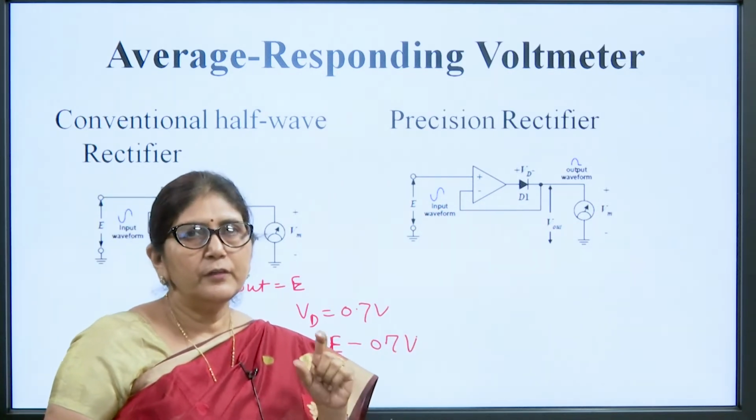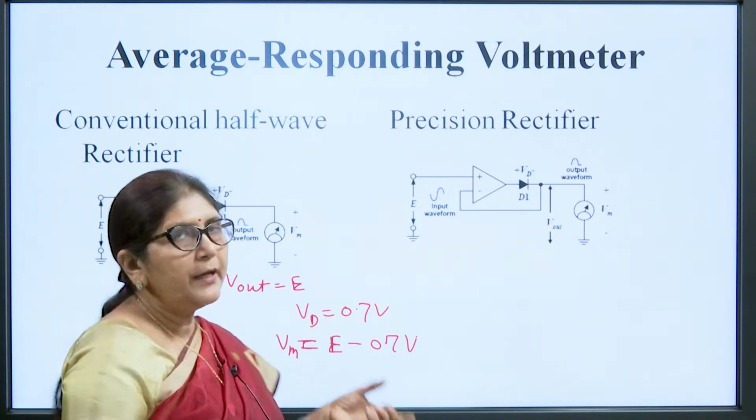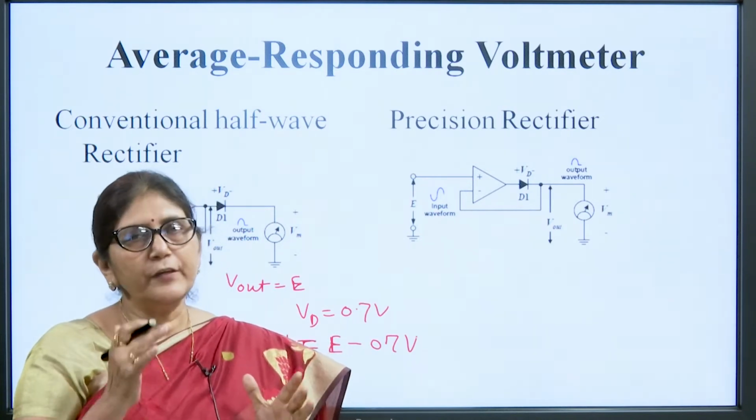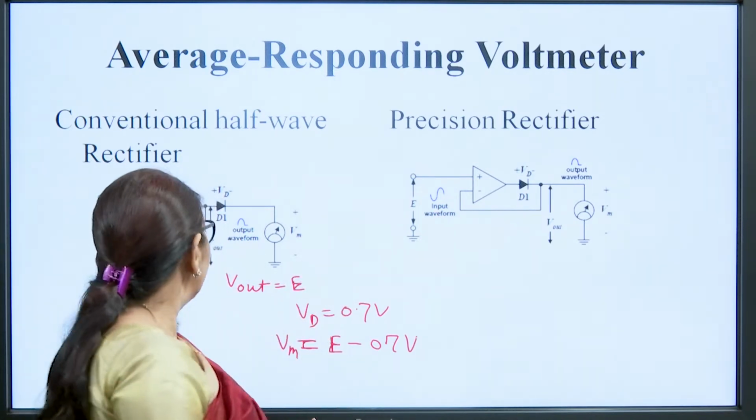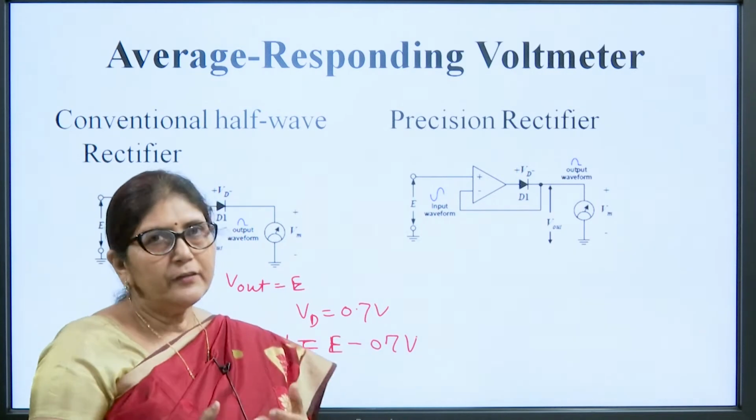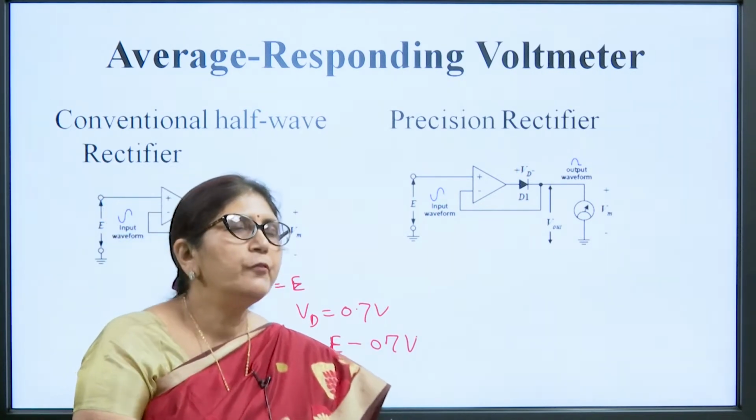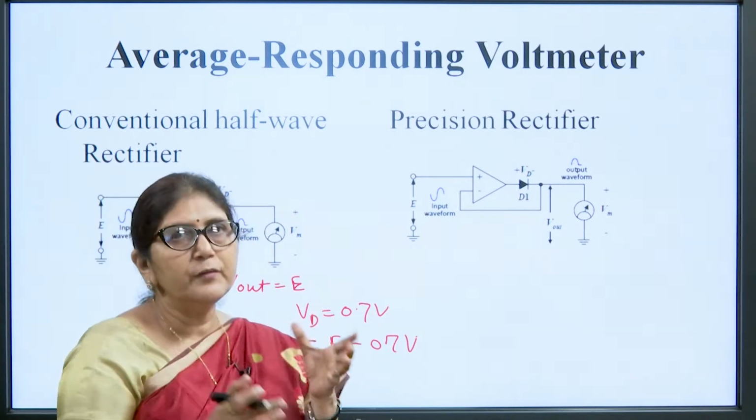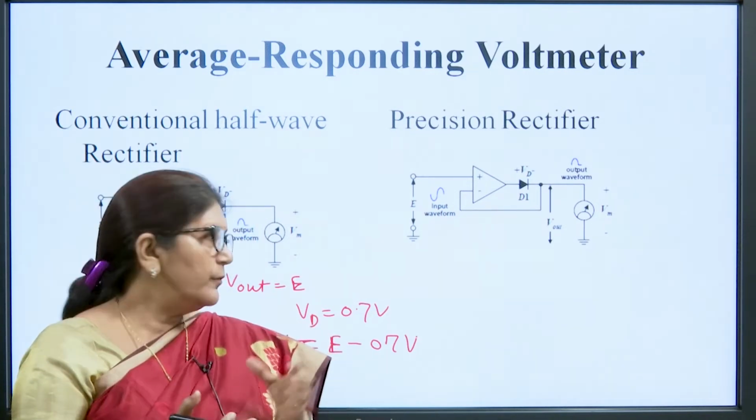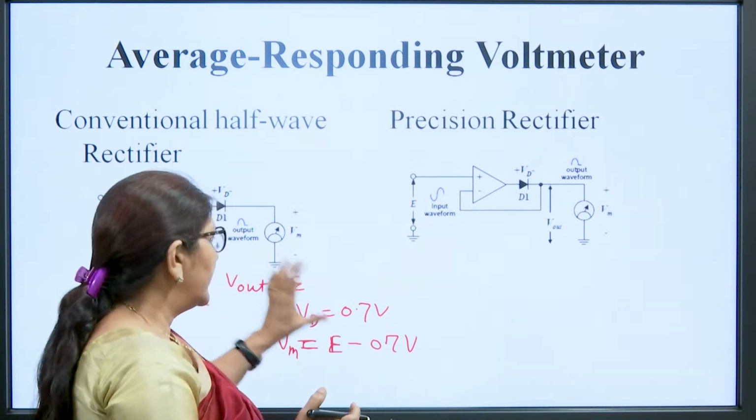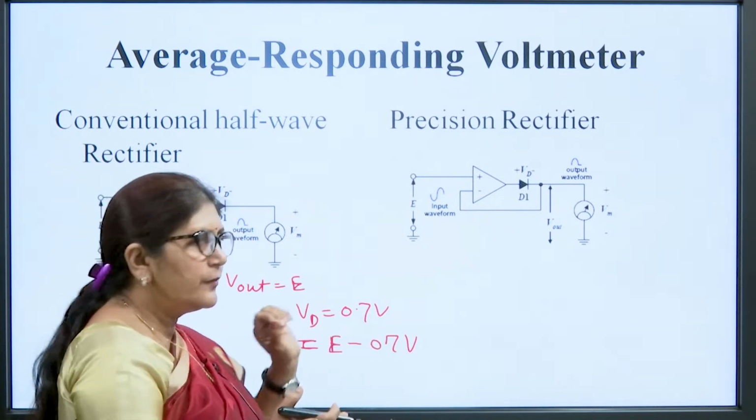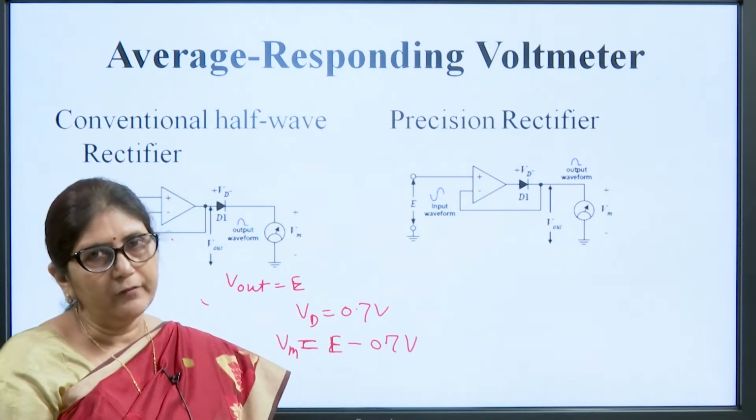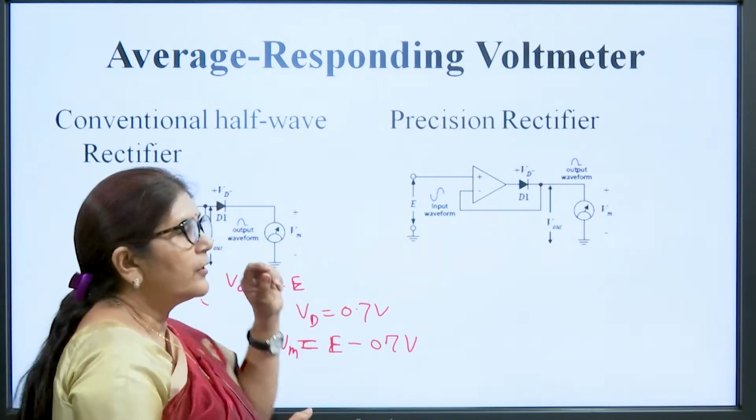So, whatever input voltage we have applied, the voltage that appears across the meter is 0.7 volt less than the input voltage. That is the drawback. If we want to measure an input voltage of 1 volt, the voltage that appears across the meter will be 0.3 volt. So, the first thing is that it will have a drop of 0.7 volt. Second, we can't measure a voltage whose amplitude is less than 0.7 volt, because the diode will not conduct.